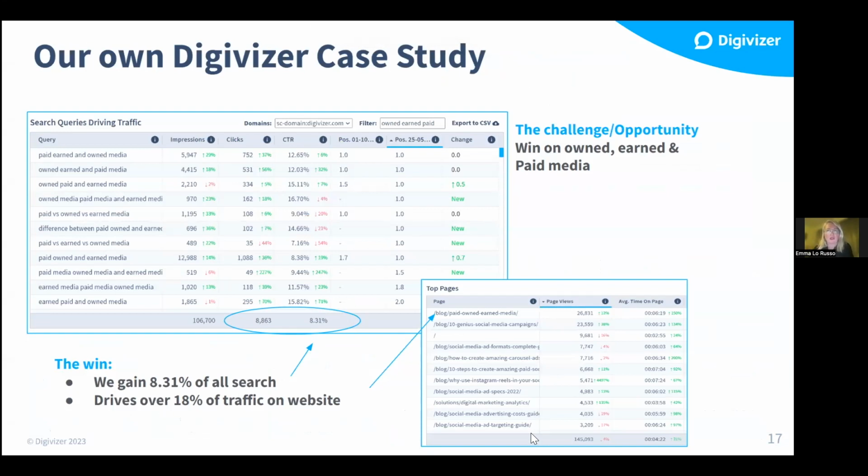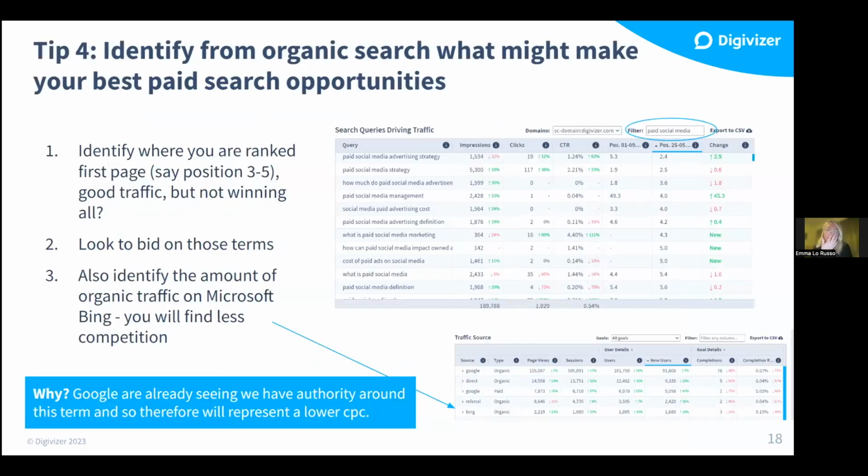Just look at those search opportunities in natural language, the way people are writing about it, have a look at the volume, have a look at your click-through rate, and then build your content strategy around that, which can deliver really great results. So moving on to tip 4, the other thing that you can do when you're in that space is start to have a look at what makes your best paid search opportunities.